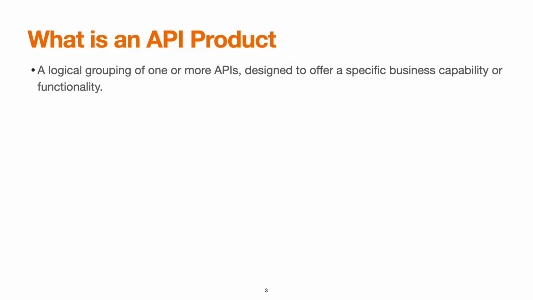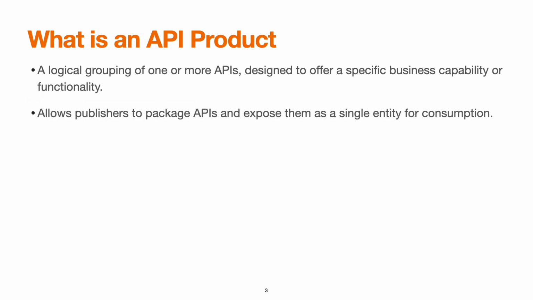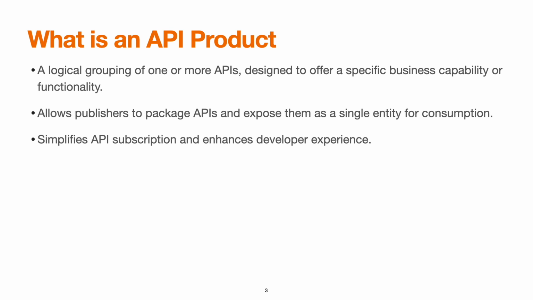So what is an API product? An API product is a logical grouping of one or more APIs, typically designed to offer a specific business capability or functionality. It allows publishers to package the APIs and expose them as a single entity for end customer consumption. It simplifies API subscription and enhances the overall developer experience.